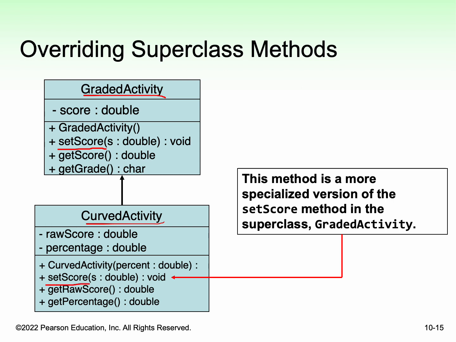So this method setScore will override the method that exists in GradedActivity, because this setScore is made specifically for the class CurvedActivity. So whenever we use a setScore method inside of the CurvedActivity object, this is the setScore that's going to be used. The subclass's setScore is going to be used instead of the superclass's setScore.